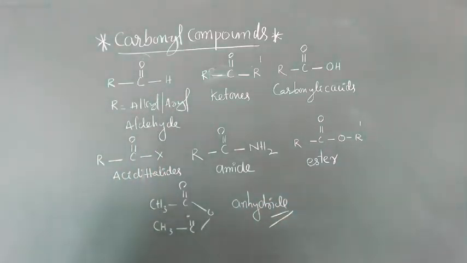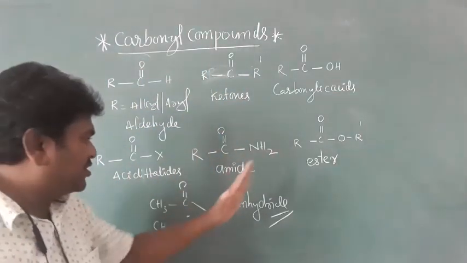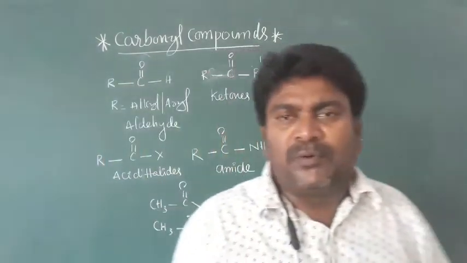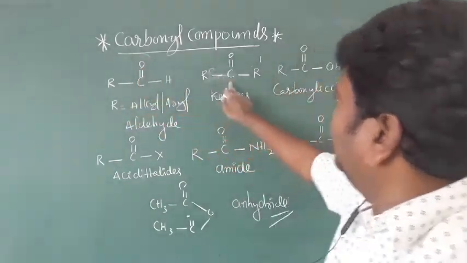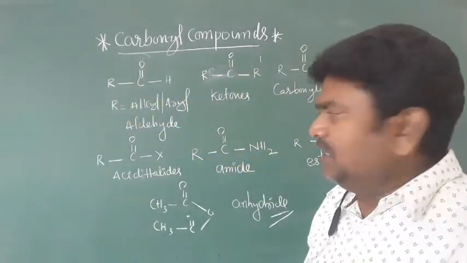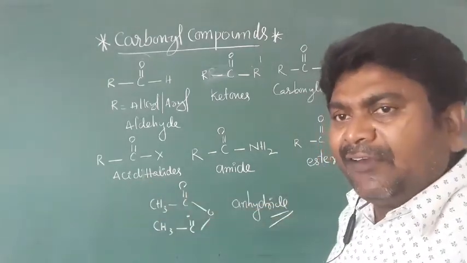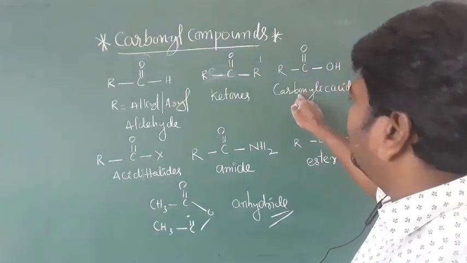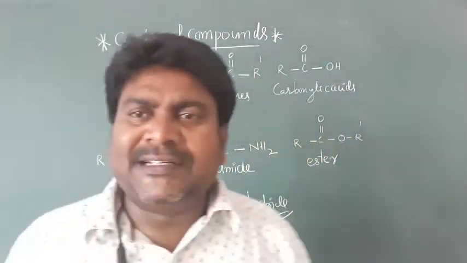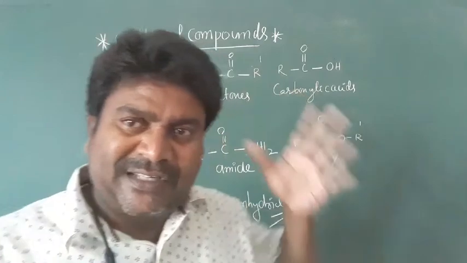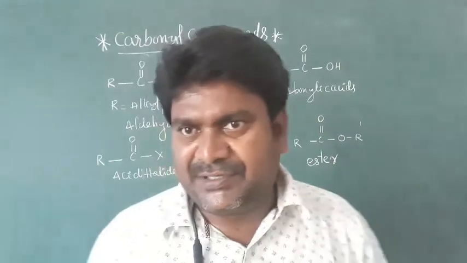You have to verify it here. Aldehydes, ketones, carboxylic acids, acid halides, amides, esters, and anhydrides. All these compounds contain the carbonyl group, C double bond O. And one more thing, acid halides, amides, esters, anhydrides are derivatives of carboxylic acids. You have to remember. Now we are discussing aldehydes and ketones. It is very important, students. Now first I'll discuss aldehydes.